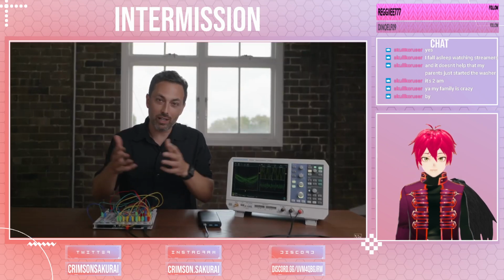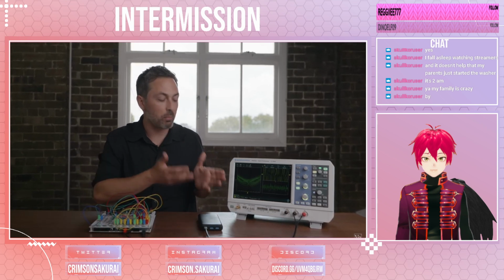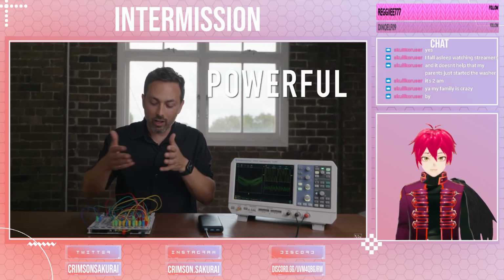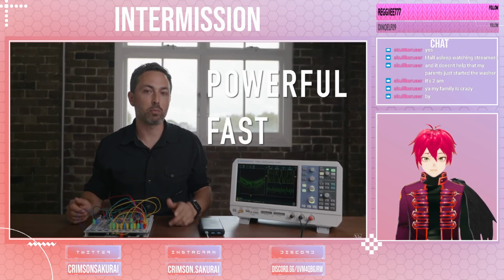So these examples illustrate some of the advantages of analog computers. They are incredibly powerful computing devices, and they can complete a lot of computations fast. Plus, they don't take much power to do it.